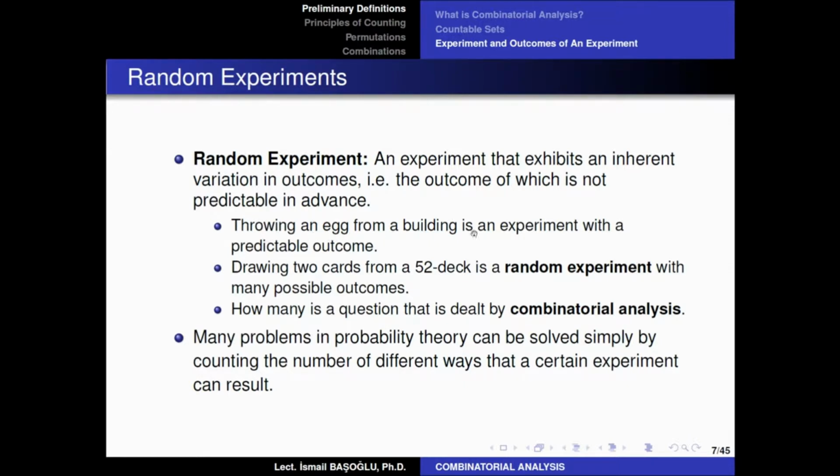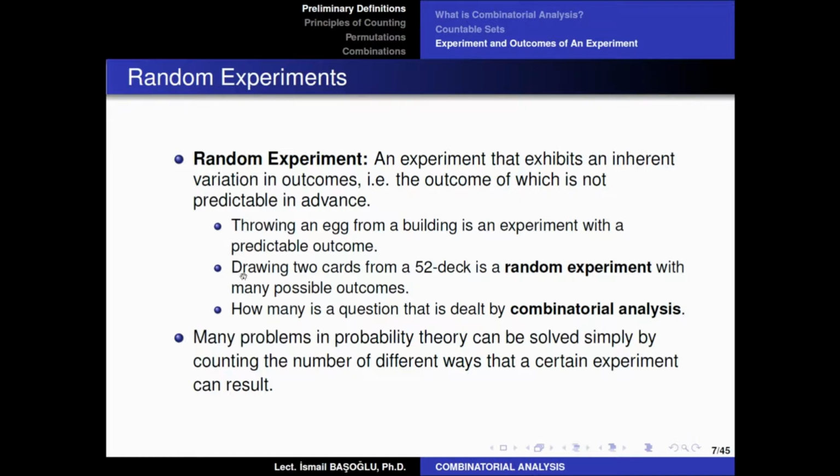Throwing an egg from a building is an experiment. So let's just say you are throwing an egg from the 10th floor of a building, and what would be the outcome? Of course, the outcome is simple. The egg is going to break. So this experiment is not a random experiment. This experiment is just an experiment. In fact, we call such experiments deterministic experiments because the outcome of this experiment is predictable in advance.